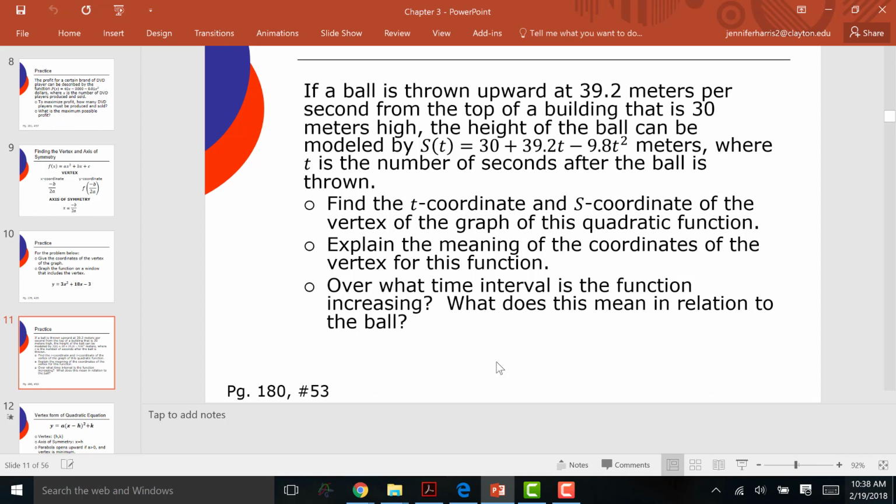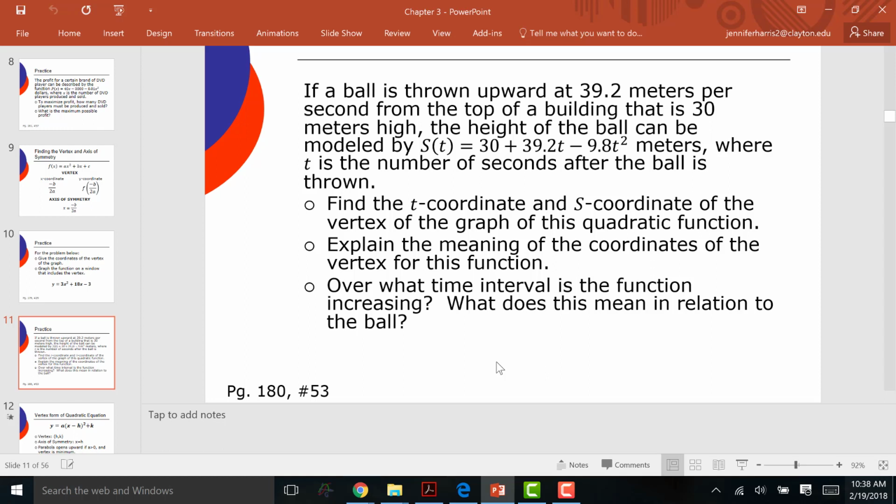in meters. Remember, S is the height. Where T is the number of what? Seconds after the ball. In this particular class, T will usually represent time. Minutes, seconds, hours, days, months, years, T will usually be time. So T is time in seconds in this case. Does it make sense for them to use seconds? Yes, because we're talking about throwing a ball. Ball ain't going to stay in the air 2 hours, is it? 3 minutes, 5 minutes, 15 minutes? No, so it makes sense that it would be seconds, right?